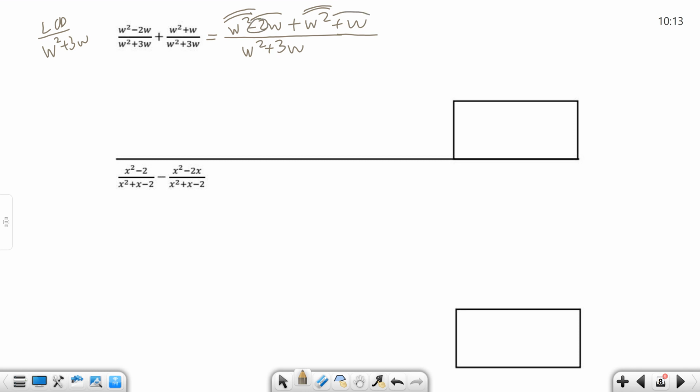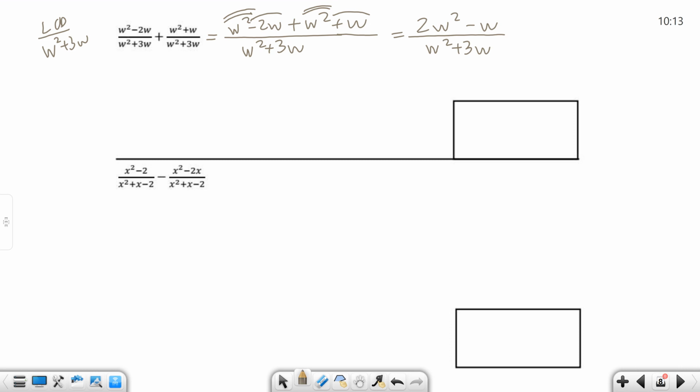This minus sign goes with that 2w, right? So this is going to end up being 2w squared, and then minus 2w plus w is minus 1w over w squared plus 3w. Now I have simplified the numerator. The denominator didn't need any work. It was already common. So I've simplified the numerator.